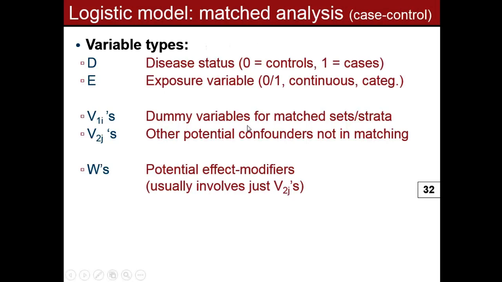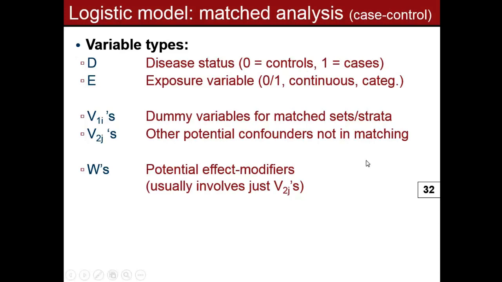But we're also going to account for membership in the match sets. Because remember I said if we have a matched design, we still need to have a matched analysis, and our logistic model is going to need to deal with the matching. We're going to represent that in these V1Is, dummy variables that represent what pair you're in, what household, what hospital, whatever we're matching on. And then the V2Js are going to be these other factors that we're accounting for in the usual way in the analysis.